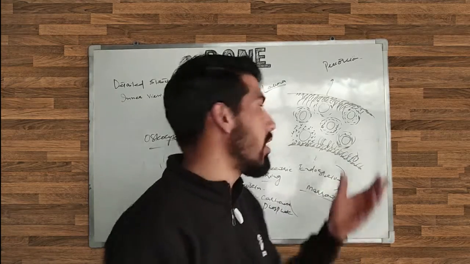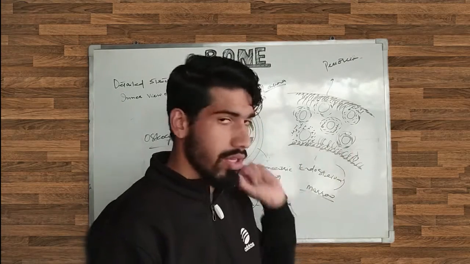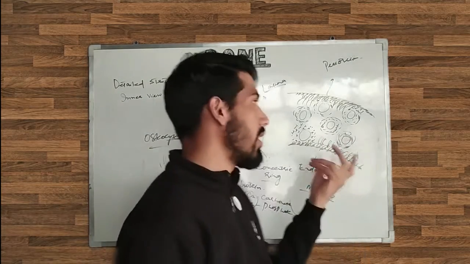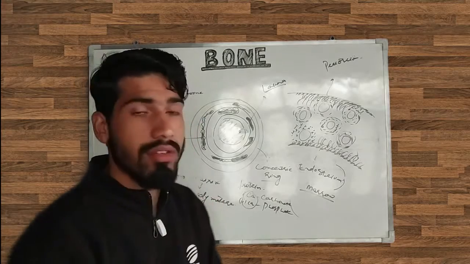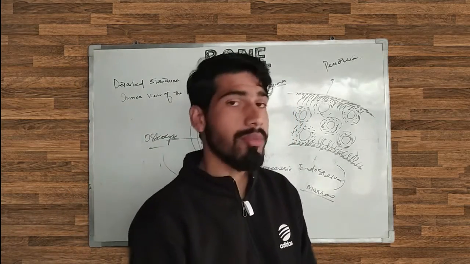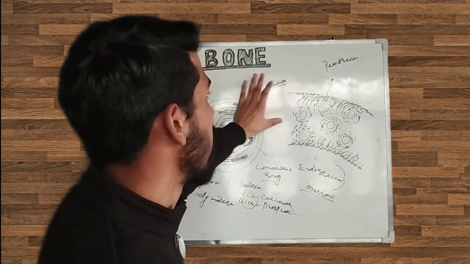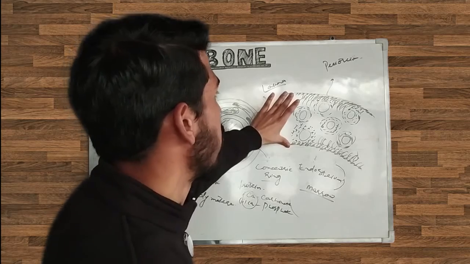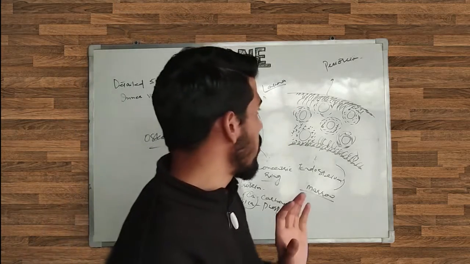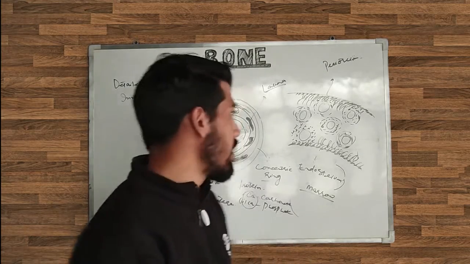Okay, and there are osteocytes, and once these osteocytes get old, another cell, the osteoclast, eats up the old osteocyte cells. So here is the structure of the bone as I showed here. Diagrammatically, I hope you understand it much better.